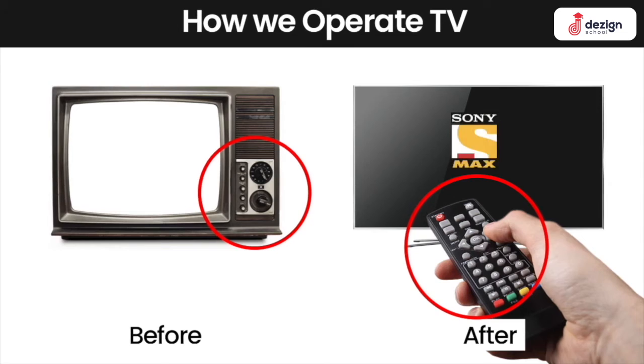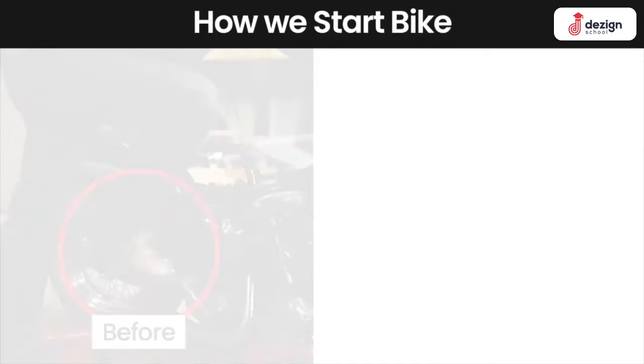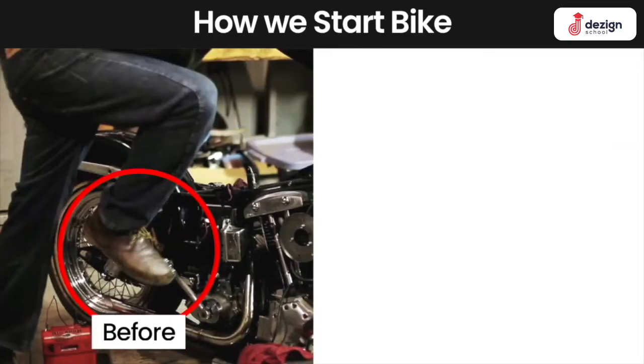We can switch the channels, increase or decrease the volume very easily. Our effort becomes least and our user experience becomes much better. How did we start the bike before? Let's understand with an example.